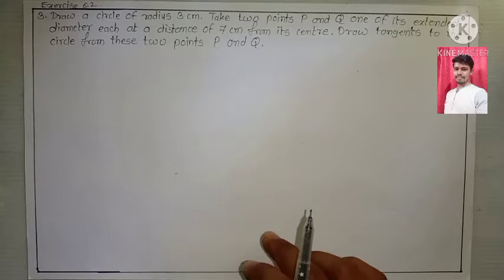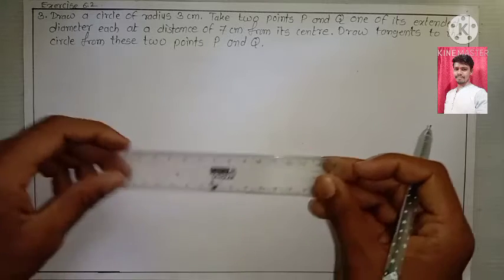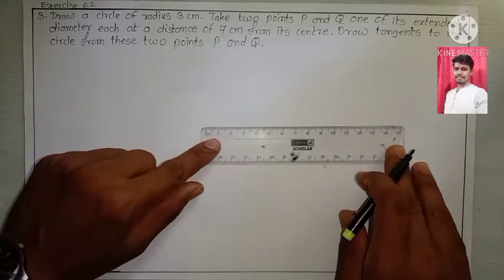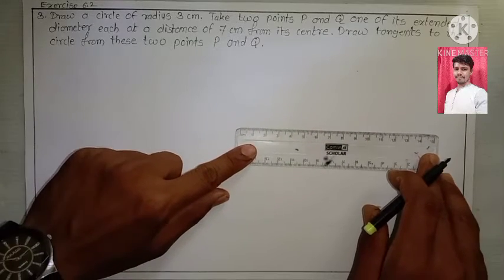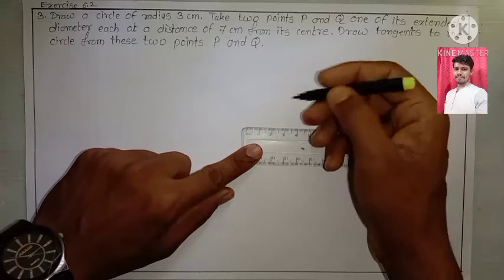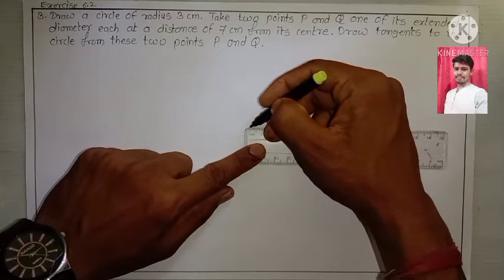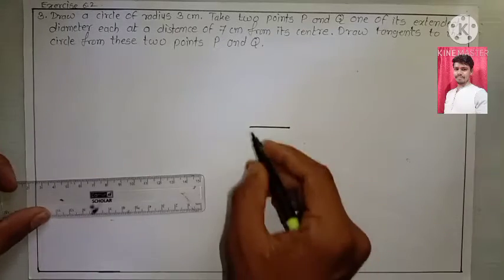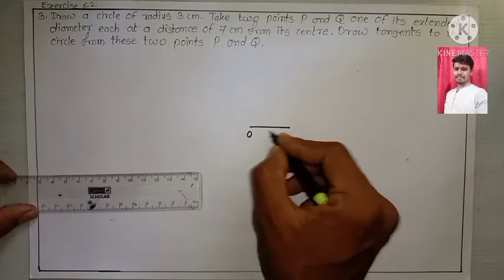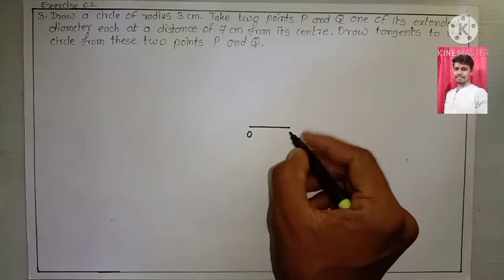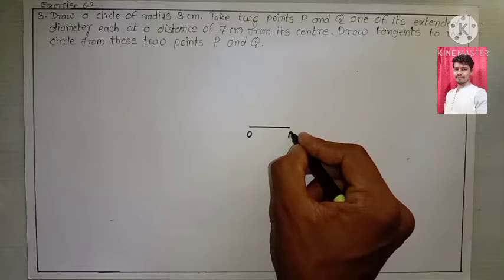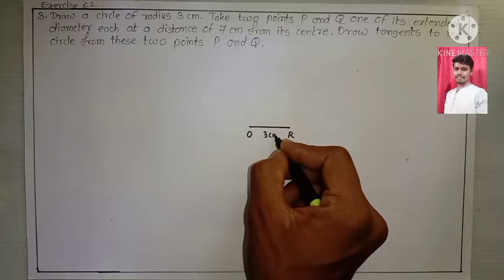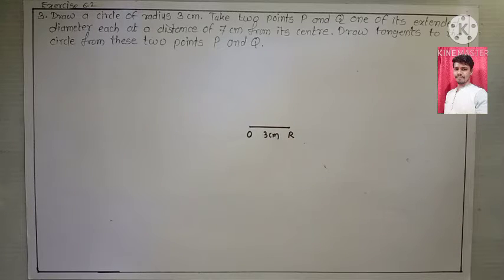Step 1: draw a 3 cm line segment. I took this scale and kept it here in the middle, and drew a 3 cm line segment. This name we gave as O and R, OR. How many centimeters did we take? 3 cm.